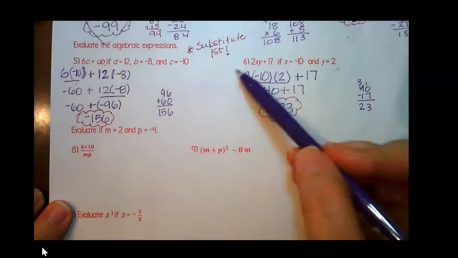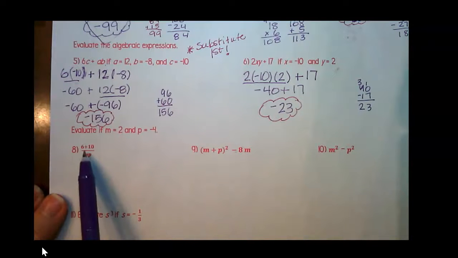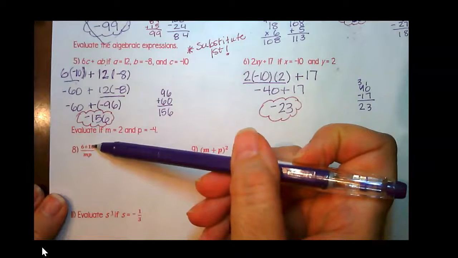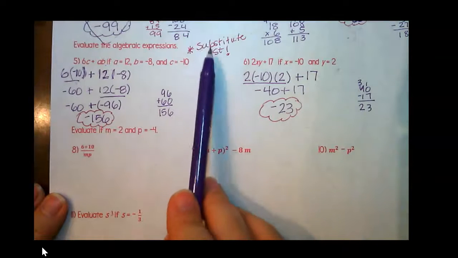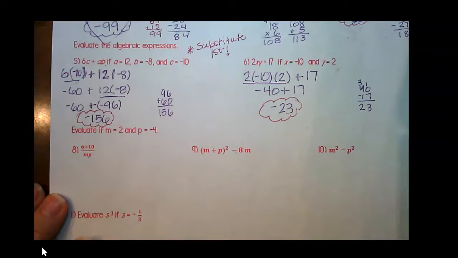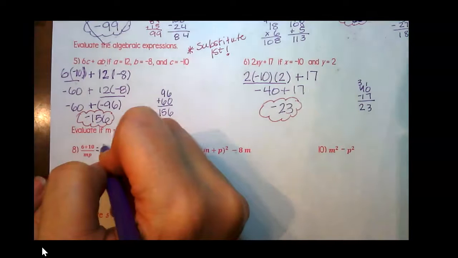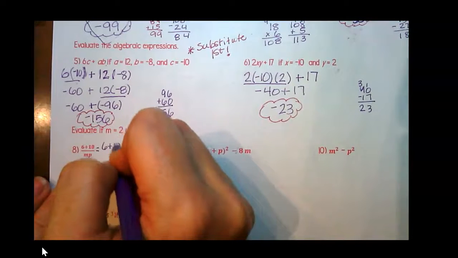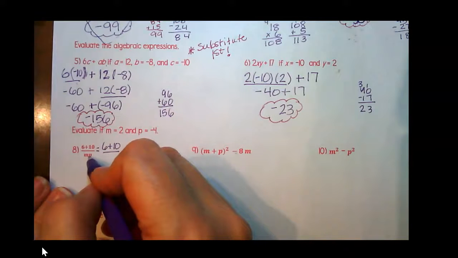Alright, I want to talk about the next one with you because this is one that won't look like the Dorito shape because it's a fraction. Okay? This is where the fraction bar is used as a grouping symbol. It groups it in a numerator problem and a denominator problem. Again, the first thing you need to do, just like we did up here, is substitute for all the variables. So it's a fraction, just write an equal sign and come out to the side. So we have 6 plus 10 over MP. That means M times P.